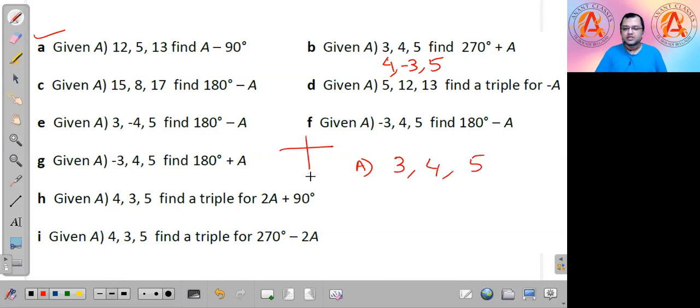And what is 270 degree? That is 0, minus 1, 1. So when we add this, what do we get? For adding this side 0, this side minus 4. Correct? So this is subtraction.